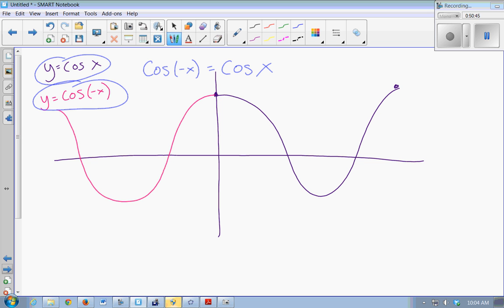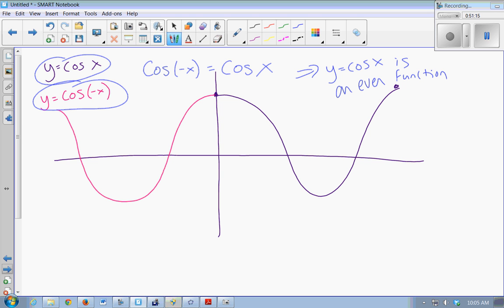Okay, so what's the name for a function that has this special property where if you plug in the negative x, you get the same y value? Even, yeah. So this tells us that y equals cosine x is an even function. There isn't a third kind, it's just even and odd.